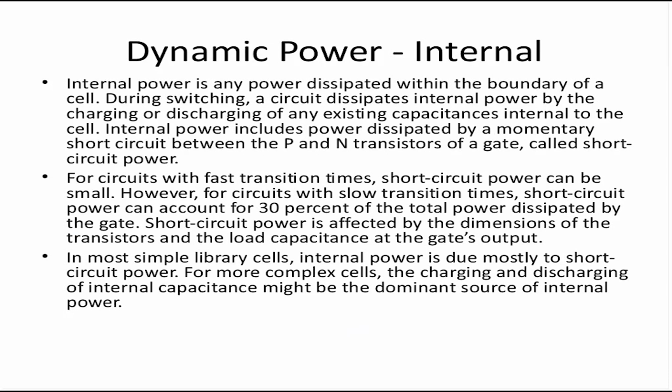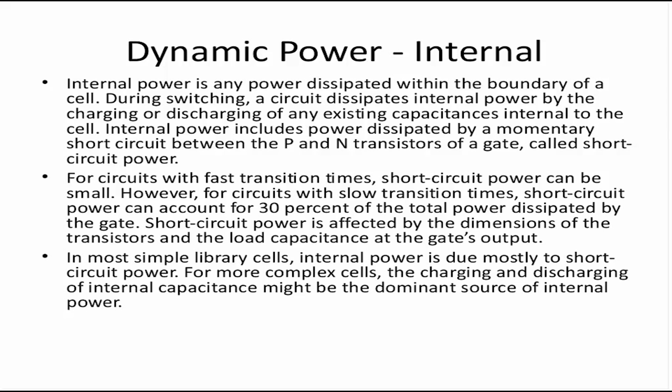During switching, a circuit dissipates power by charging. In fact, a complex gate will have a lot of source and drain capacitance inside that gate, not counting the outside load capacitance connected to the output. All these internal capacitances are charged and discharged during switching, so this also counts as internal power.